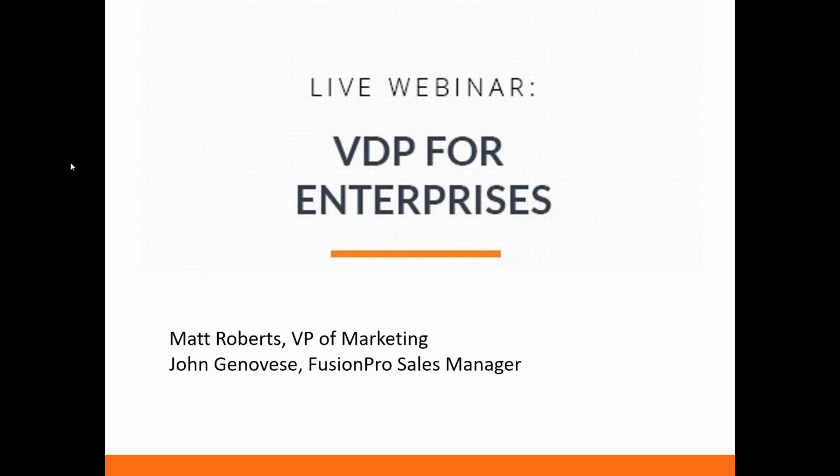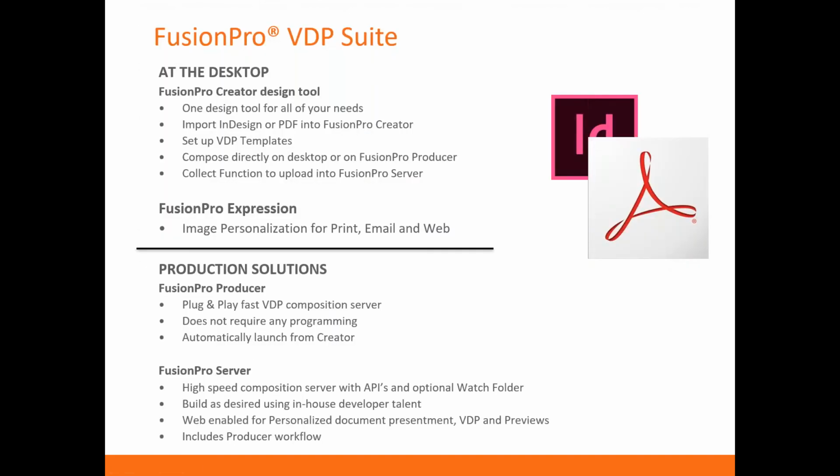So, as most of you probably know, Fusion Pro is our VDP suite. We have a handful of tools. At the desktop, we have Fusion Pro Creator. Now, Fusion Pro Creator is basically the heart of Fusion Pro. It doesn't matter whether you have our production solution or desktop solution, Fusion Pro Creator is where you're going to create the design, where you attach the database, where you create the rules, and so forth. Also at the desktop, we have Fusion Pro Expression. Fusion Pro Expression is that product that allows you to do personalized images.